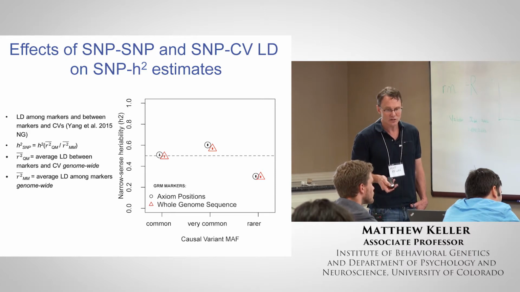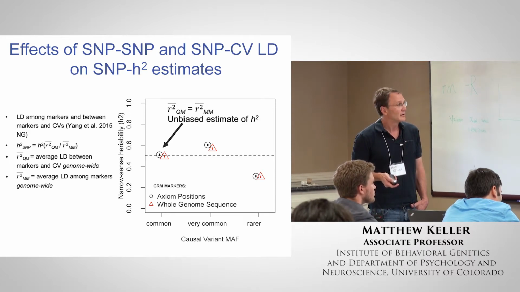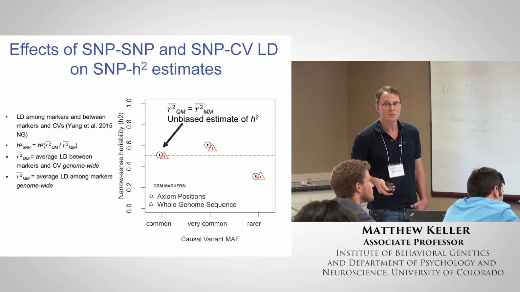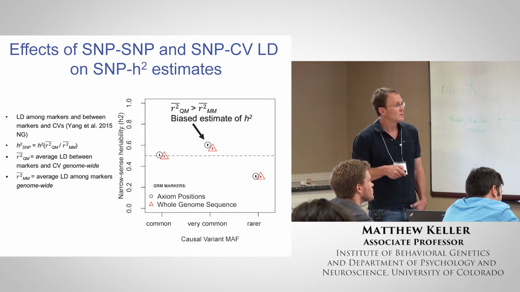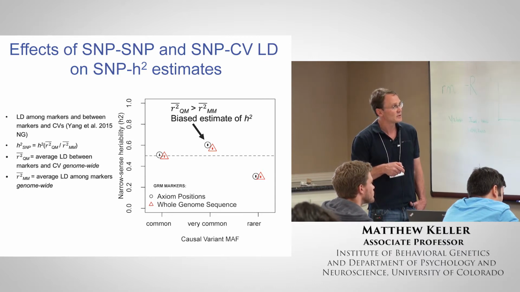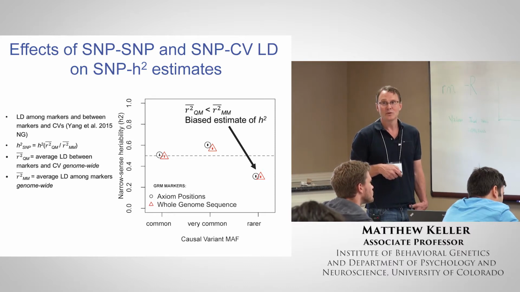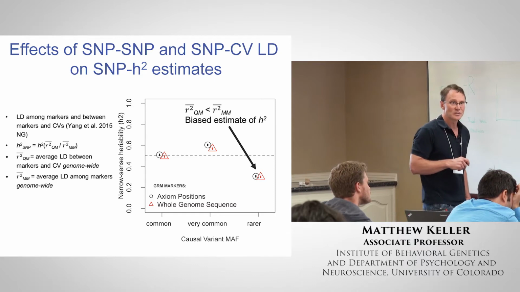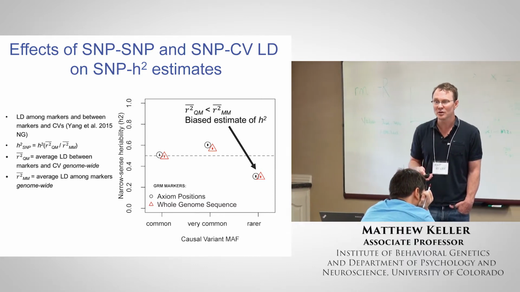And this is exactly what we saw when we looked at these statistics in our data. Here, where we use just common array markers and common causal variants, we get an unbiased estimate because the estimate of R squared QM was roughly equal to R squared MM. When we looked at this overestimate due to very common causal variants, we observed that R squared QM was greater than R squared MM. By the same token, with the more normal case where the causal variants were rarer than the SNPs that built the GRM, we saw an underestimate because R squared QM, the average R squared between causal variants and markers, was lower than the average R squared among the markers themselves.